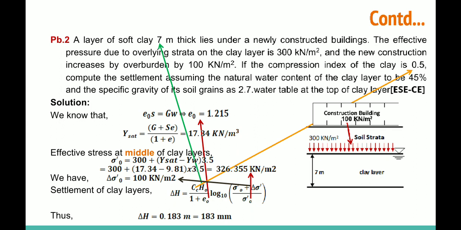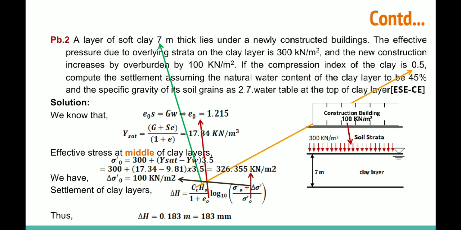You cannot calculate the initial effective stress at the middle of the clay layer just due to the construction of the building or whatever. The soil strata overlaying the clay layer, we have to take that value also, because from the ground surface there is a soil strata of some thickness, not mentioned, and that soil strata is applying pressure on the clay layer, and that pressure is 300 kN per meter square.